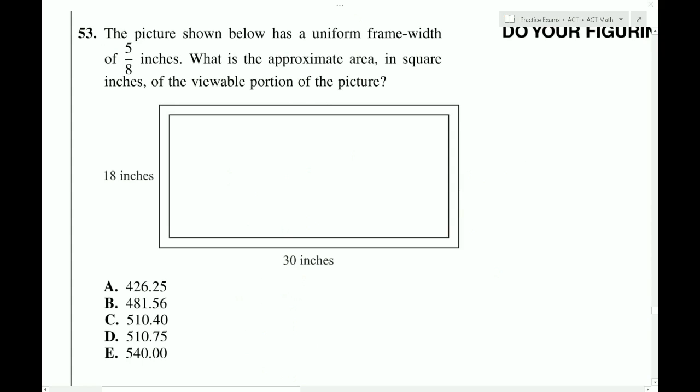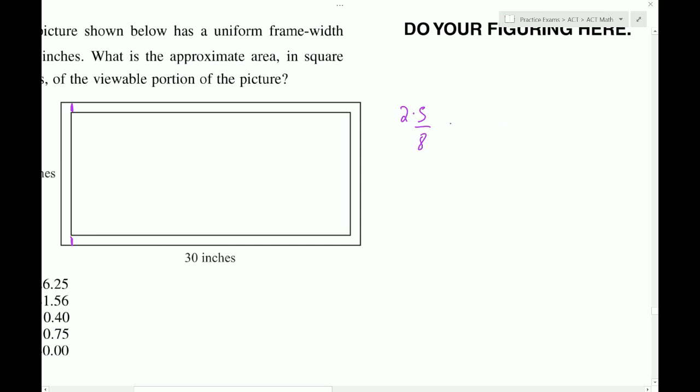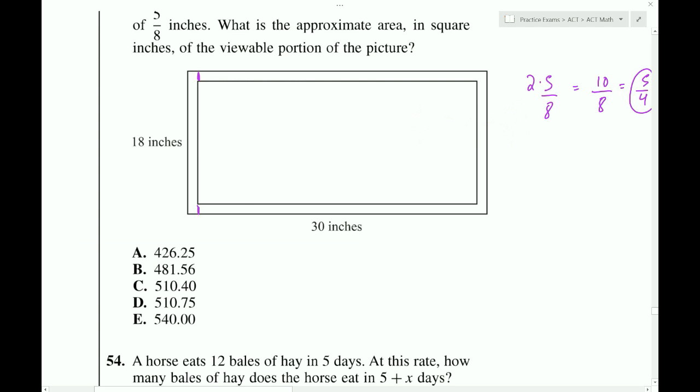Picture shown below has a uniform frame width of 5/8 inches. What is the approximate area of the viewable portion? Okay, so if the frame is 5/8, right, that's kind of here, and it's also here. So my vertical measurement, I have to take away 5/8 twice. So let's look at what twice 5/8 would equal. It equals 10/8, right? And that can be reduced to 5/4. So I have to take away 5/4 from my vertical measurement.